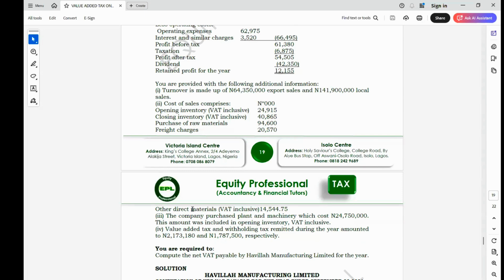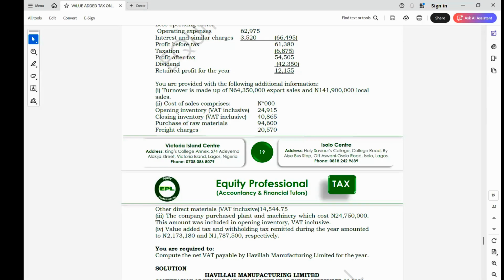So other direct material, VAT inclusive. The company purchased plant and machinery which cost 24,750. This amount was included in opening inventory, VAT inclusive. Value-added tax and withholding tax remitted during the year amounted to 2,173,180 and 1,783,500. You are required to compute the net VAT payable by Avila Manufacturing Company Limited.